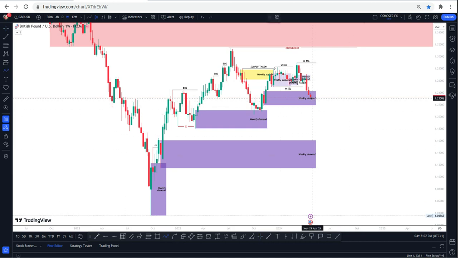I would love to see a flip here. Then I'll look for a sell setup down to this buy. But if it happened, then I'm taking out this and this. These are the two targets I'll be looking at. So I think that's that for my overall view for GU. So let's go down to daily.